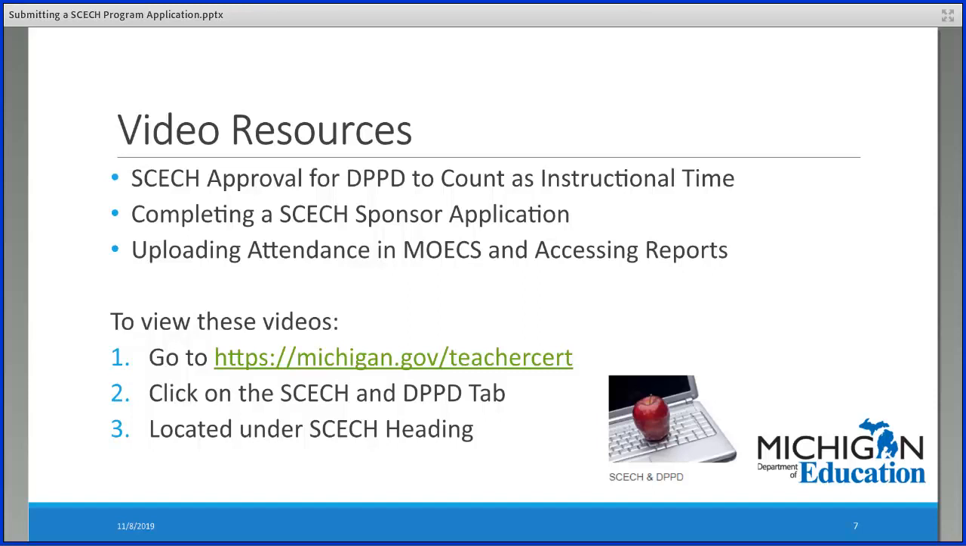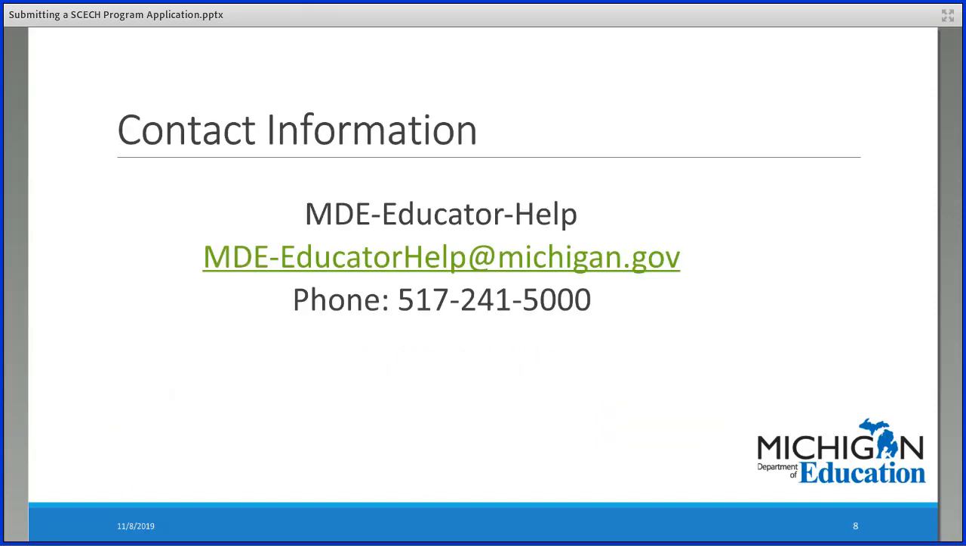Finally, if you go to michigan.gov/teachercert, you can find and access video resources to help support the SCECH process in your local area, including an overview of how to obtain SCECH approval for DPPD courses to count as pupil instructional time, how to complete the SCECH sponsor application if you're not already a sponsor, as well as how to upload attendance in MOECS and how to access some of the available reports following a SCECH program. Again, all of those videos can be found at michigan.gov/teachercert under the SCECH and DPPD tab located under the SCECH heading.